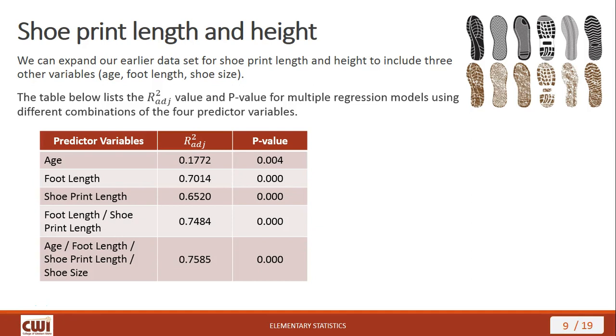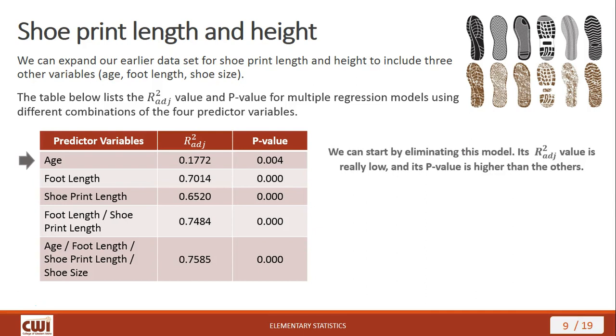So we've got 5 different models that we need to compare, and we need to figure out, okay, which one is the best one for us to be using? Well, typically we want higher values of adjusted R-squared and lower values of p-value. So first we can actually start by eliminating the first model. Its adjusted R-squared value is really low compared to the others, and its p-value is high compared to the others. Notice the p-value for most of these models is 0, but this has a p-value of 0.004. So we're just going to eliminate this one right from the start.